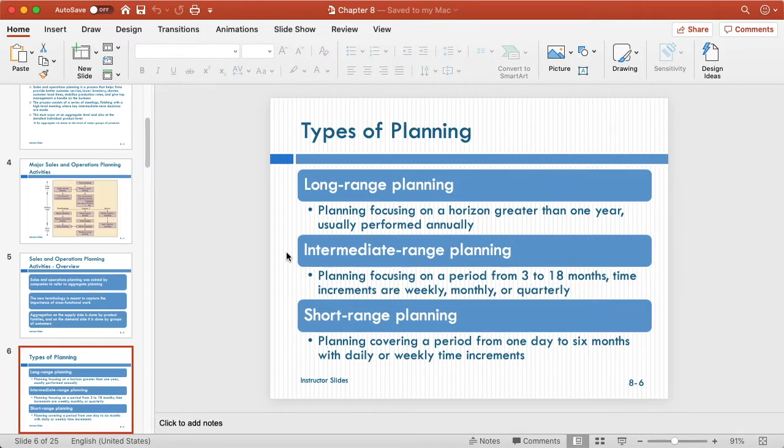The short range planning normally covers a period from 1 day to 6 months, because those plans are dealing with the most specific things. So even the daily inventory management, the daily delivery rate, those kinds of things. Okay, so these are the different types of planning.